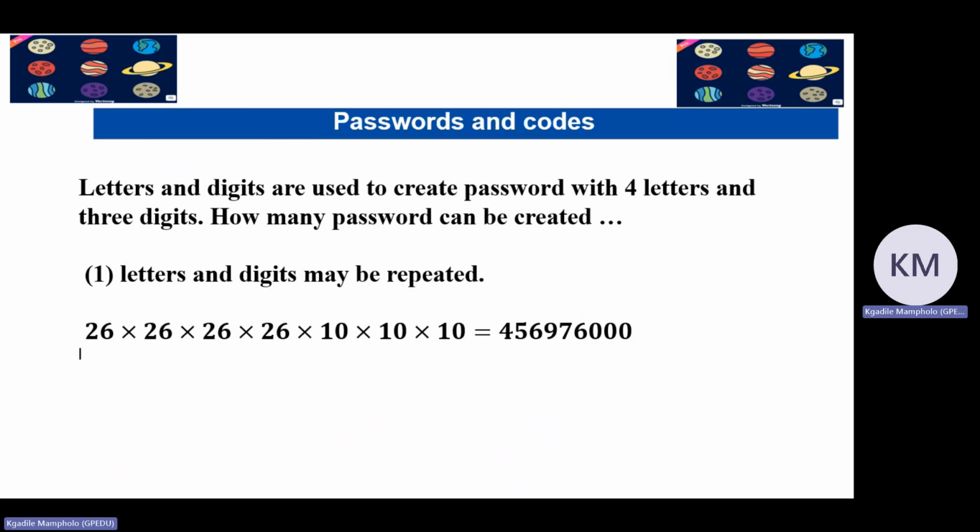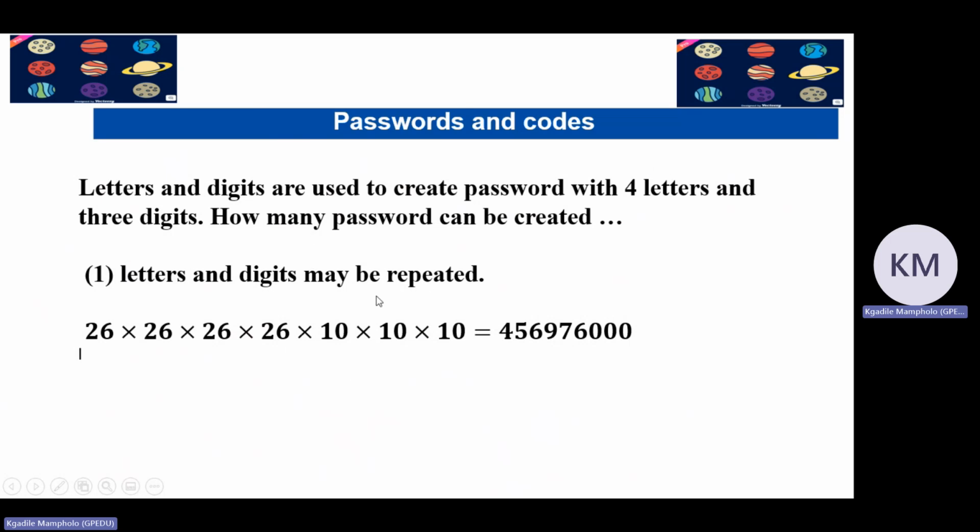Passwords and codes. Letters and digits are used to create a password with 4 letters and 3 digits. How many passwords can be created? We know that we have 26 letters and 10 digits, which is digits from 0 to 9. First, you have to check whether the digits may be repeated or not. Here we say both letters and digits may be repeated. It means when you choose the first letter of the password, you choose out of 26. When you choose the second letter, you still choose out of 26 because they are repeated. The third you choose out of 26. The fourth you choose out of 26.